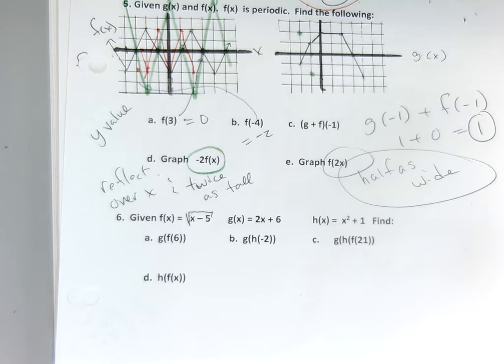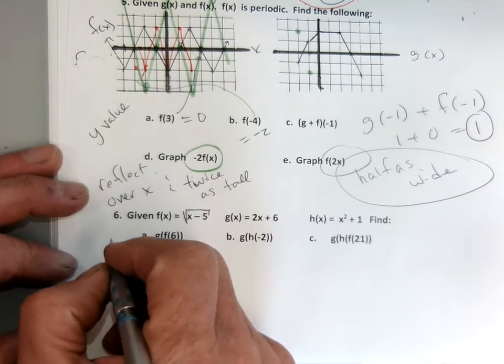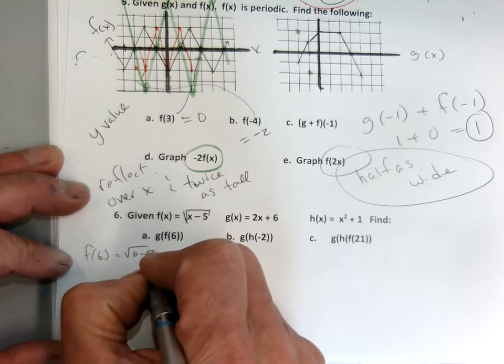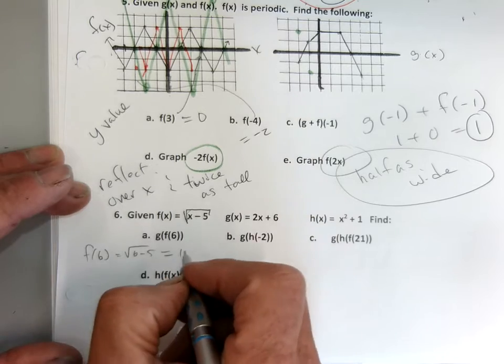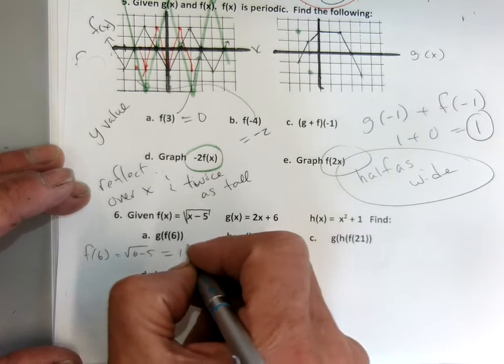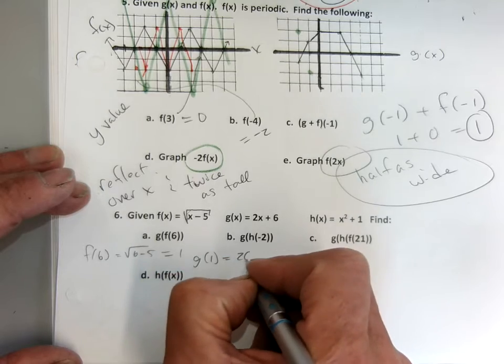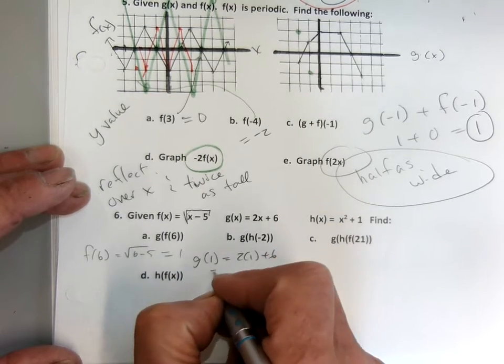Okay, so if I go f of 6 is the square root of 6 minus 5, which is 1. And I'll take g of 1, and then g of 1 is 2 times 1 plus 6, which is 8, okay?